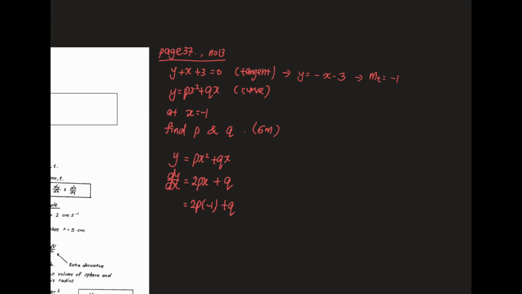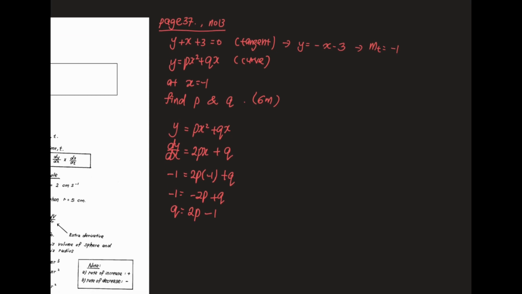Okay, so you substitute gradient of tangent, which is -1, inside there. Then you will get -1 equal to -2p plus q. So q equal to 2p minus 1. Okay, so you get the equation. We just hold it first. We call it equation 1. Now beside that, we need to find another equation, and after that we do simultaneous equation.